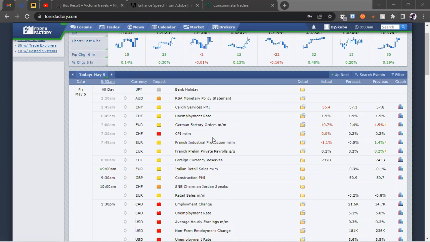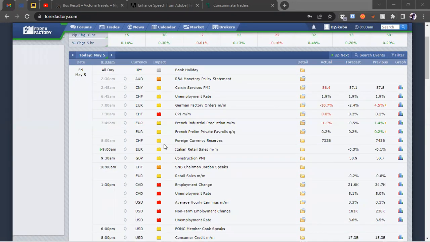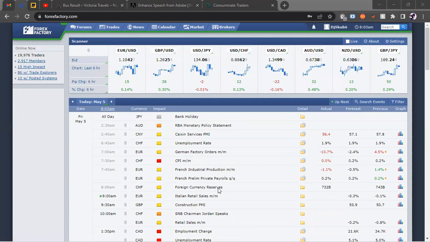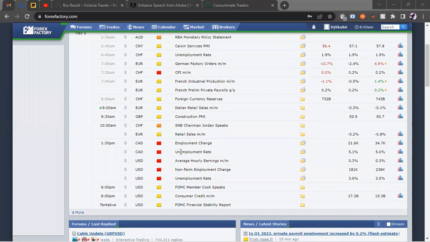Fundamental wise, we all know that we have NFP today. We have NFP today by 1:30. And that's the only high impact news we have today, by 1:30. So let's pay attention. Let's see how it's going to be. Let's see what we can find.